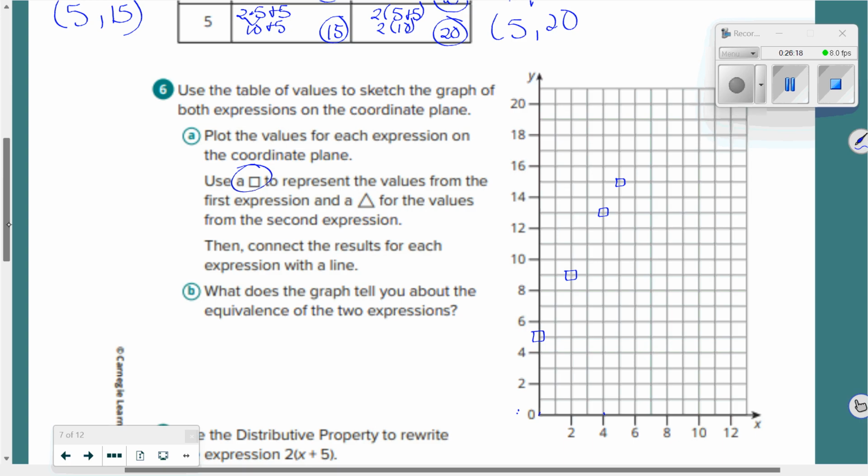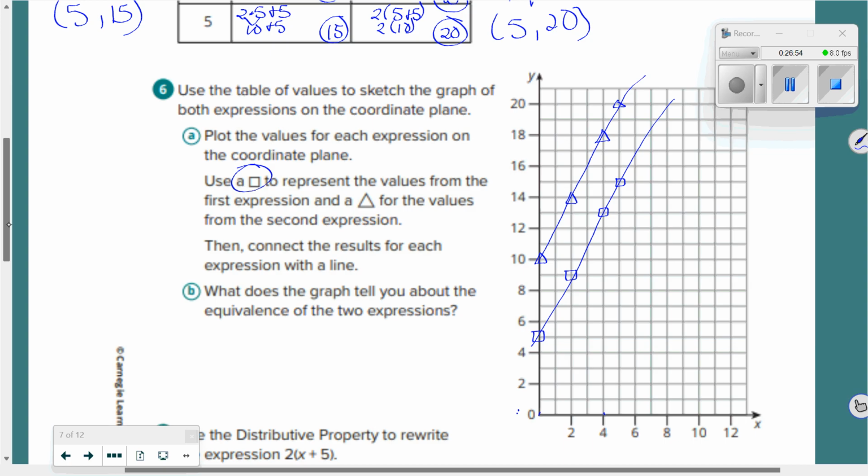Then I have my second expression. What is my first ordered pair? 0, 10. Now I'm using a triangle. What is my second ordered pair? 2, 14. Third, 4, 18. And last, 5, 15. So they look like this. Yes? Yes.